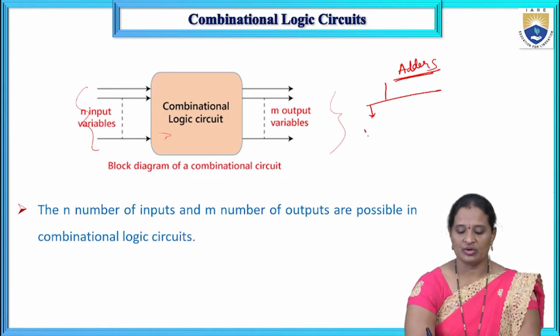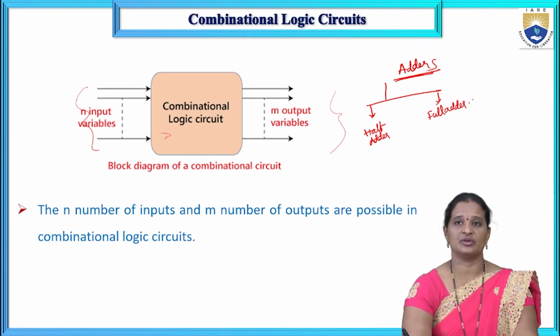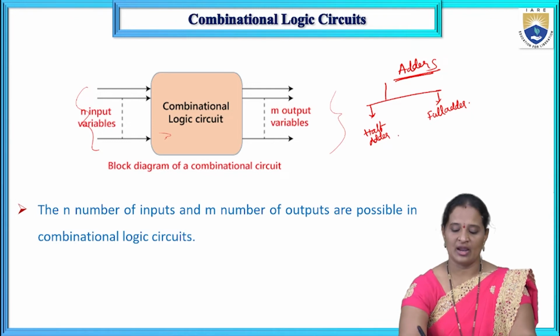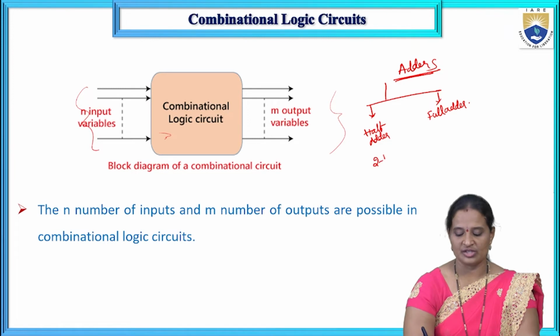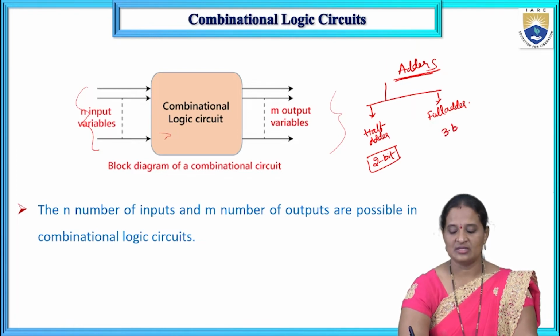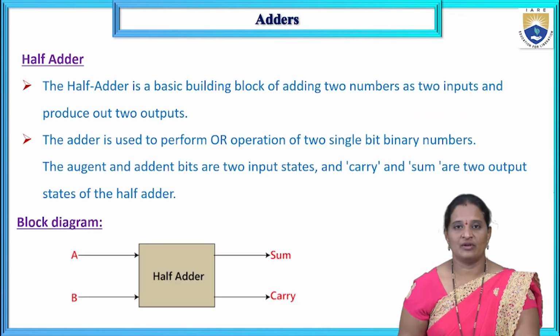Here we have two types of adders. The first one is half adder and the second one is full adder. Based on the number of bits that the adder circuit is adding, the adders are mainly classified into two types, half adder and full adder. A half adder is a combinational circuit which can add 2 bits of binary data at a time, whereas a full adder is a circuit which can add 3 bits of data at a time. Now let us see in detail about half adder and full adder.